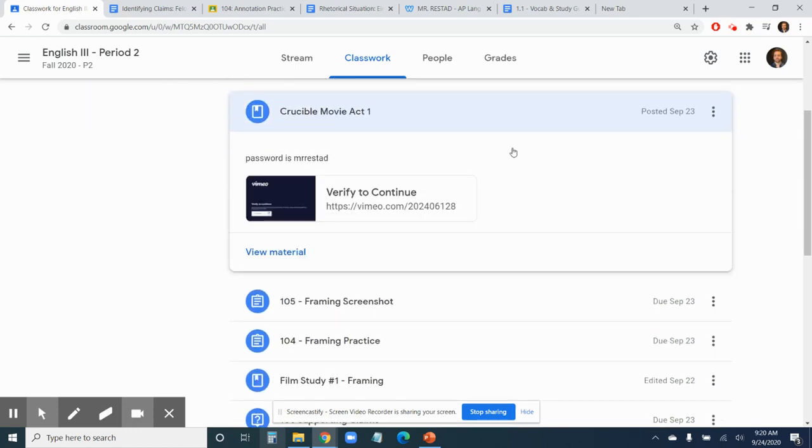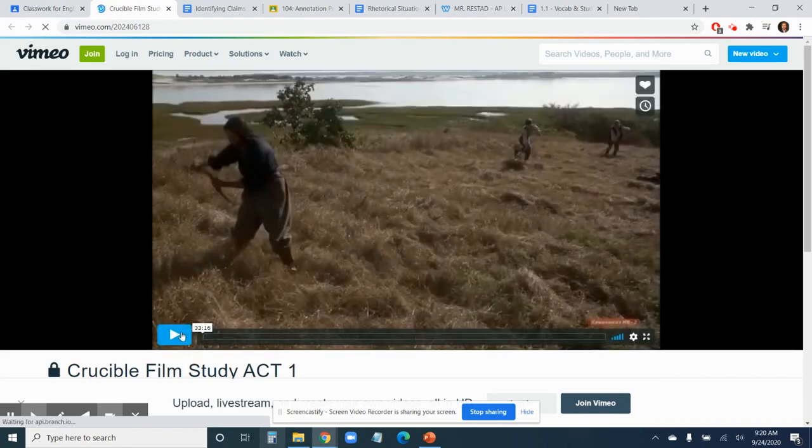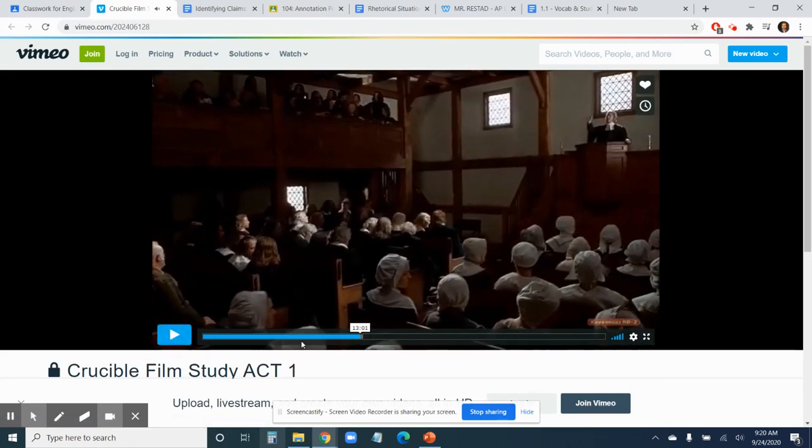If we log into this Crucible Act 1 movie, notice the password is Mr. Restad. I didn't have to log in because I've already logged in before. I'm just going to watch this movie. One more. Oh, here's a good one. All right, so this is an interesting framed scene, right?